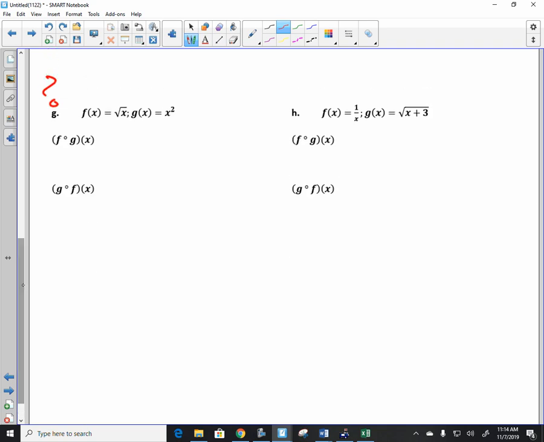Sometimes you just got to have fun. Set aside the crazy math and just have fun. F of g of x, square root of x, and x squared. Those are the 2 things that we have. Okay, square root of x and x squared.